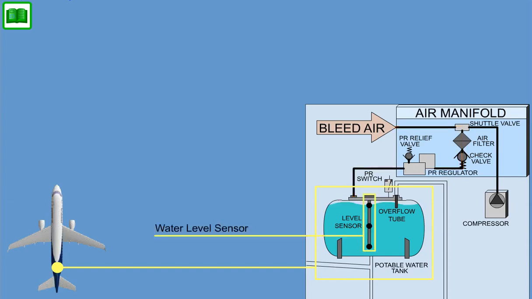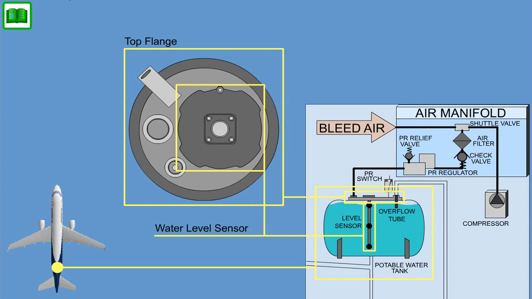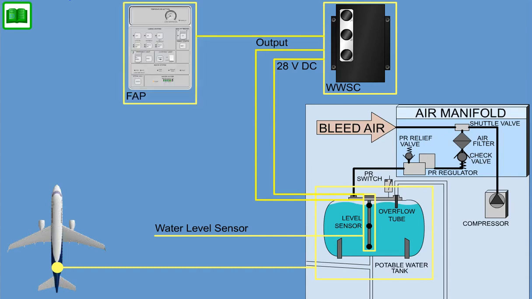The water level sensor measures the volumetric quantity of water stored in the water tank. The level sensor is integrated into the top flange housing of the tank. The sensor is a cylindrical tube capacitive type. The unit acts as an electronic sensing probe and provides continuous measurement of the water level. Input voltage is 28 volt DC provided by the WWSC. The output signal increases if water level increases and vice versa. The signal processing electronics are integrated into the sensor assembly. The output signals are transmitted to the WWSC and then to the flight attendant panel.